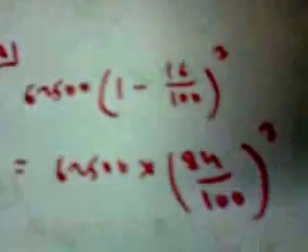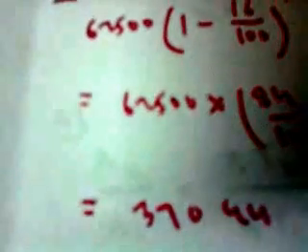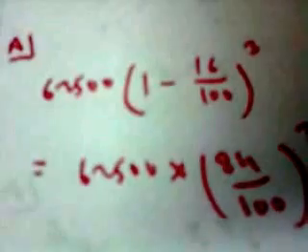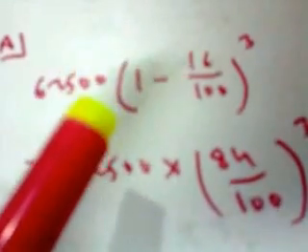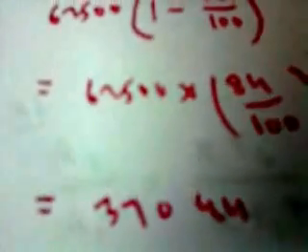So we'll use the depreciation formula. Initial price 62,500, depreciation 16%. So 62,500 into 1 minus 16 by 100, and it is for 3 years. So the value after 3 years will be 62,500 into 84 by 100 whole cube. The value is 37,044. Check the formula again. 62,500 into 1 minus rate of depreciation by 100 to the power number of years gives me 37,044.